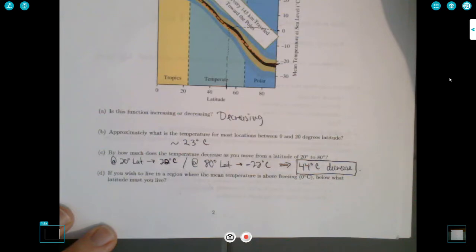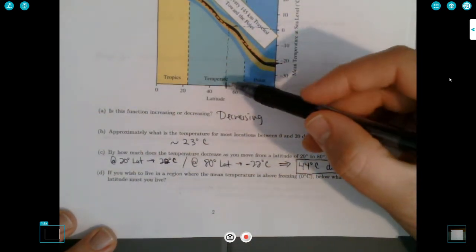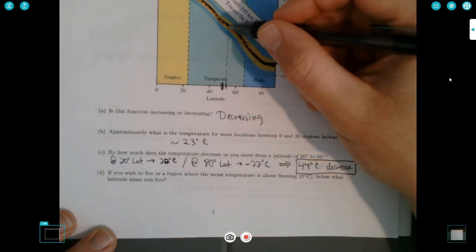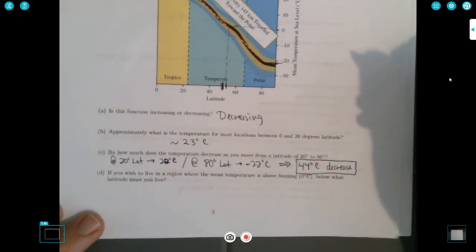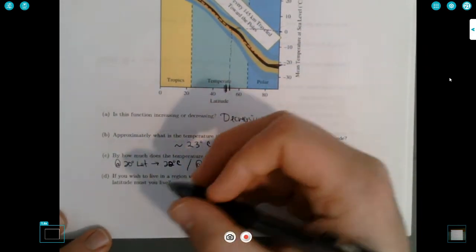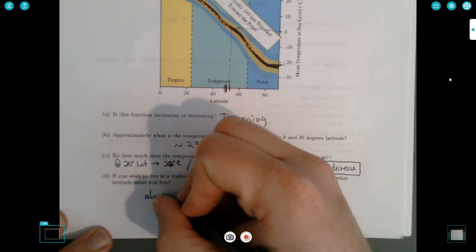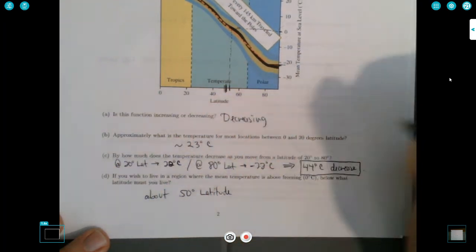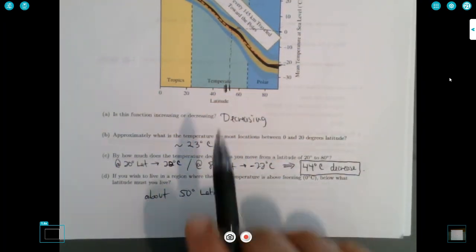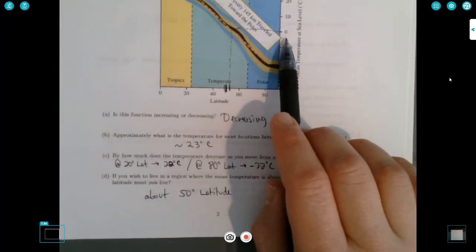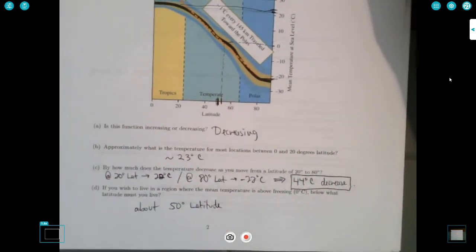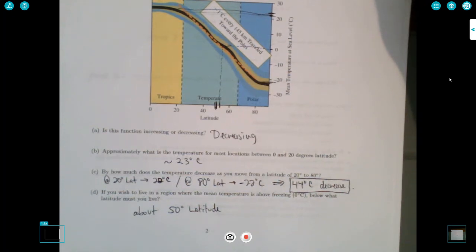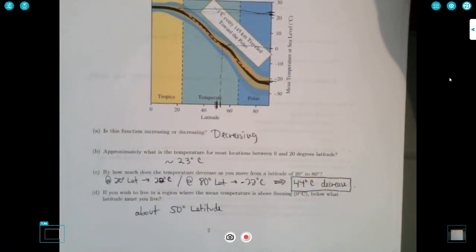It's hard to be exactly precise, but if we said 50, right? 50 is like right in the middle, so 50 is maybe like right there. If we said 50, then for sure you're going to be above 0. So I'm going to say below what latitude must you live? About 50 degrees latitude. Right? If you're below 50 degrees latitude, then you're definitely going to be above freezing. The average temperature is definitely going to be above freezing. Okay, so there's that one.